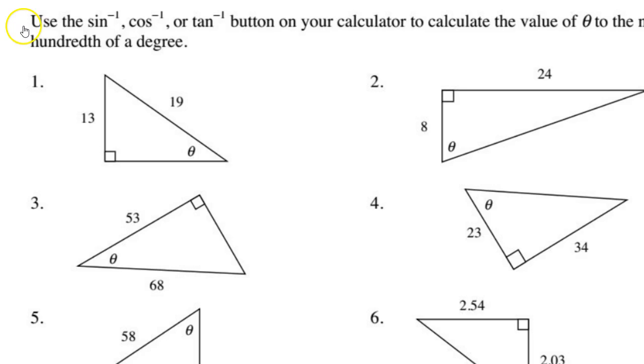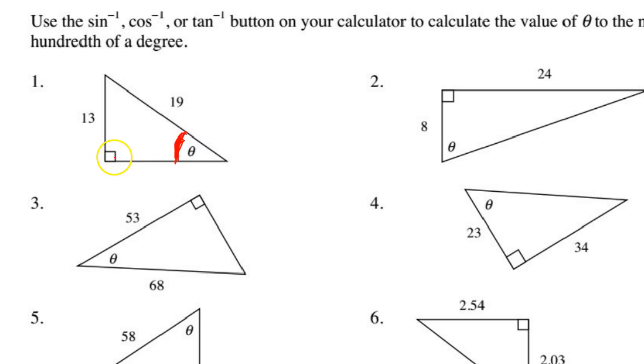So in this set of problems, they want us to use the sine inverse, cosine inverse, and tangent inverse on the calculator to find the degree of theta. So taking a look here, remember theta is always the corner that you're being asked to find, and it's going to be a degree measurement. So you have to label your triangle based on where theta is.